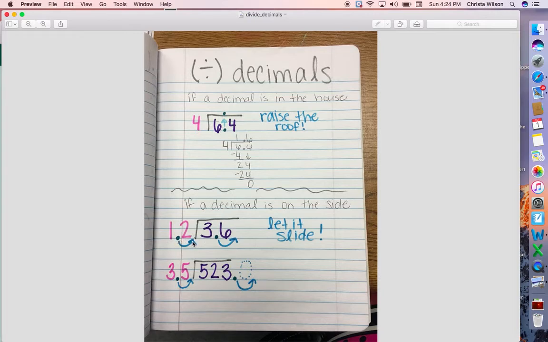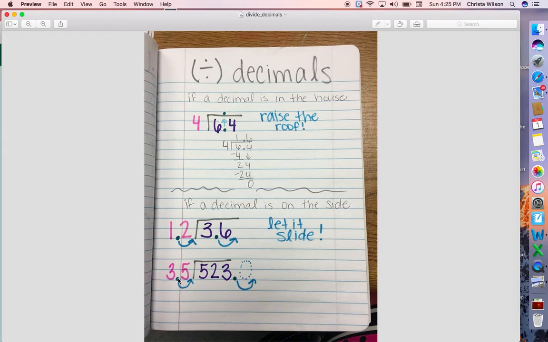So this one just has one place that we have to slide it, and if we slide it one place in the divisor, we slide it one place in the dividend. Math is all about balance. So if we're just moving it one place here, we move it one place here, and then it goes straight up to the roof, okay? And if it has 2 places over here, and you have to move it twice in the divisor, you move it twice in the dividend, and then it just simply goes straight up, and then you just divide.